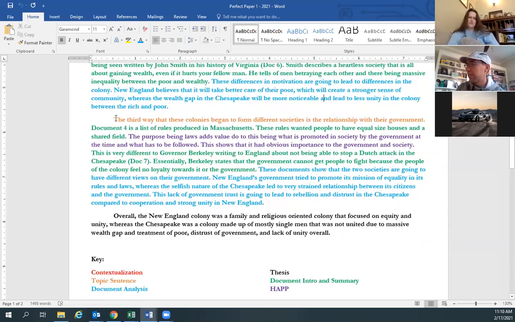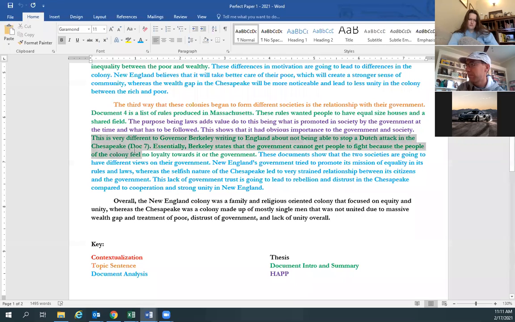Same thing down here. I say a third way that these colonies began to form differently is their relationship with their government. I use government for document 4, those list of rules. And then I use government for document 7, which is Governor Berkeley saying he can't get anyone to even help him fight the Dutch because no one cares about him or the colony that much. So therefore I show, New England's all about unity, equality. Because of that, they're going to be all in it together. The Chesapeake's like middle fingers to you guys. I get mine. I don't care about you.